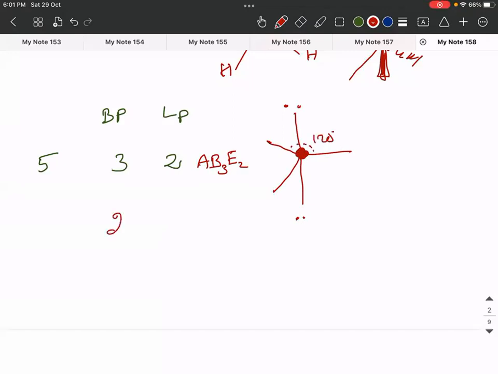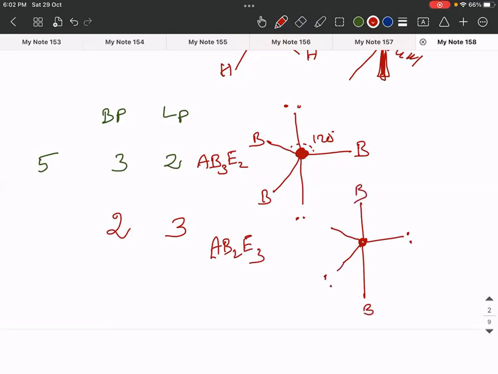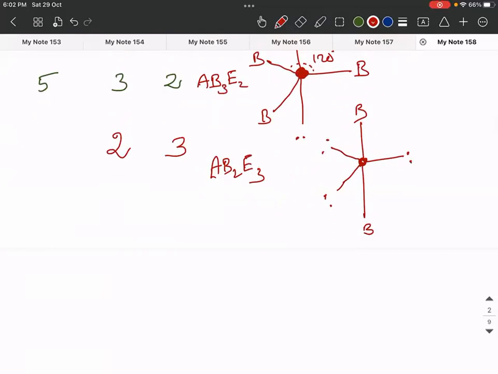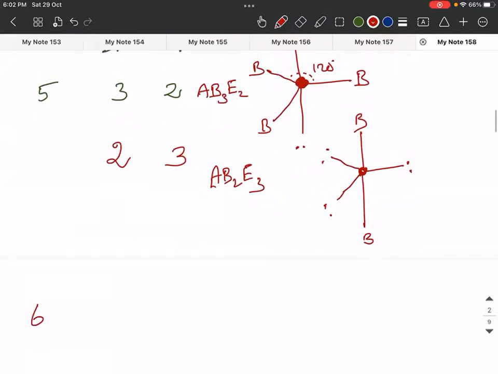Suppose 2 bond pairs, 3 lone pairs. What will be the structure? AB2E3, huh? Very good. Linear. Is it clear? So now we have to go for the sixth one. Six means what? So six bond pairs only. Okay, no lone pair. So AB6.